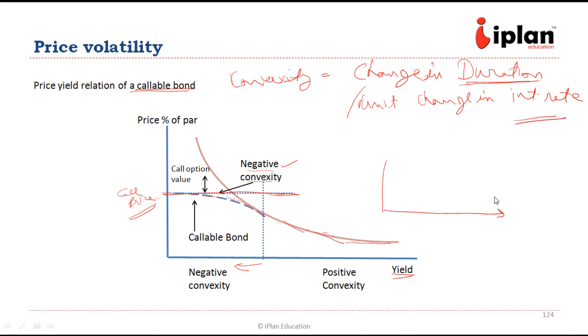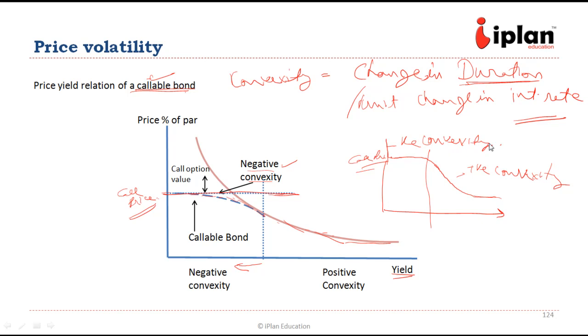As the interest rate was falling, the slope was rising till a point, or we can say duration was rising, slope was rising. Here it was horizontal, here it is vertical to an extent, but beyond a point it starts falling again and becomes horizontal. So this is our call price. So this is the case of a callable bond where we have positive convexity on the right hand side and negative convexity on the left hand side.